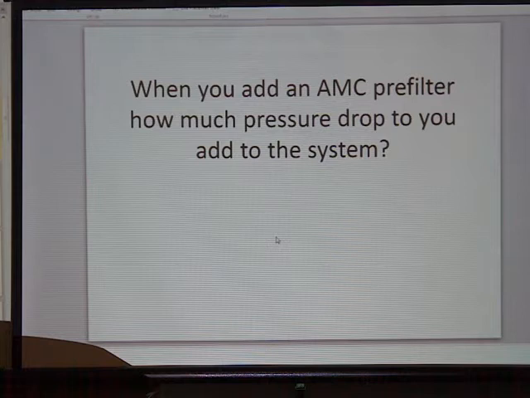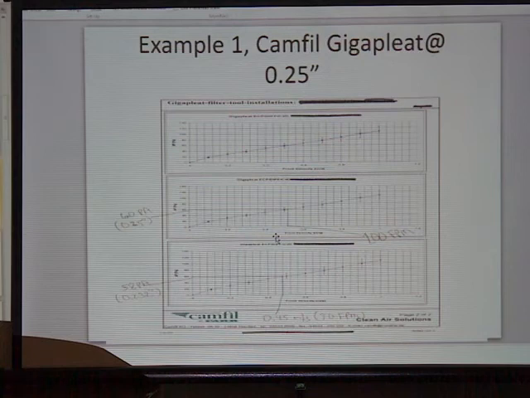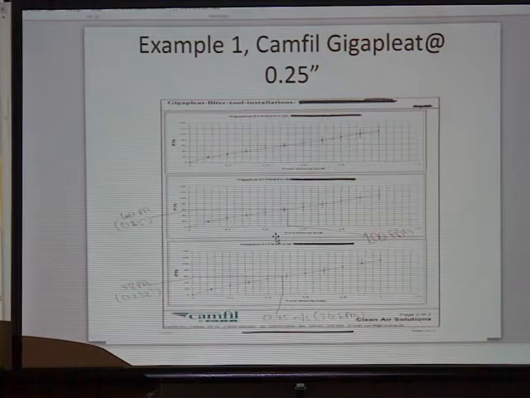When you add an AMC filter to a system, how much pressure drop are you adding? So here's a couple of examples. Here's a Camfil Gigapleat. This is a popular filter in the marketplace, and basically, even though it's a little bit hard to see, I'll zoom in here. What I did was I just went to the pressure drop at 100 feet per minute right here, and then went across to the pressure drop, and it's 60 pascals, so about a quarter of an inch. So there's your quarter of an inch right there. So there's one example. Now that's on the low end of the spectrum.